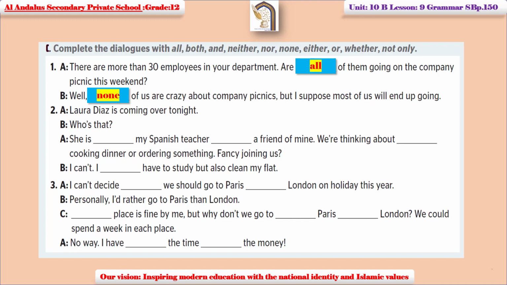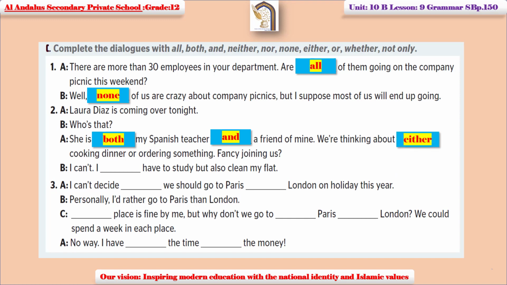Dialogue number 2. Laura Diaz is coming over tonight. Who is that? She is my Spanish teacher, a friend of mine. Very good. She is both my Spanish teacher and a friend of mine. We are thinking about cooking dinner or ordering something. Fancy joining us? That's a wonderful answer.